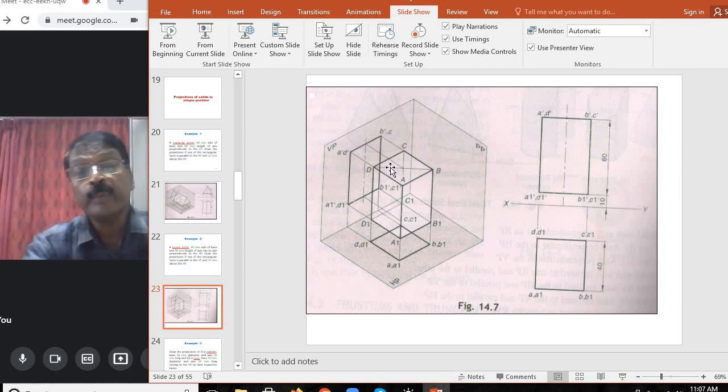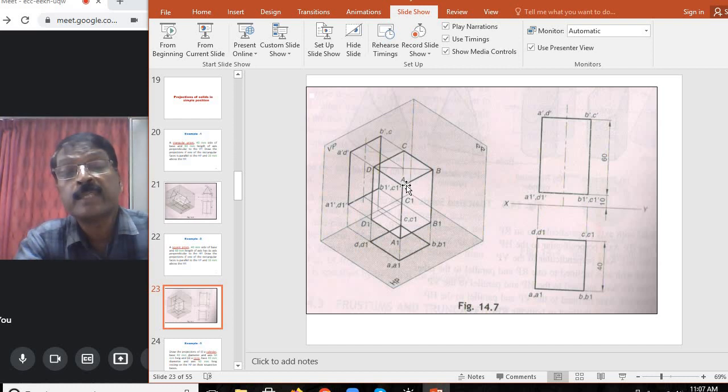Now in the top view, in the left side figure, the name of the top base is given as A, B, C, D. Capital A, capital B, capital C, capital D. And when the prism is viewed from above, the top view projections are always mentioned in lowercase letters, and front view projections are mentioned in lowercase letters with dash. So here small a, small b, small c, small d for the top base.